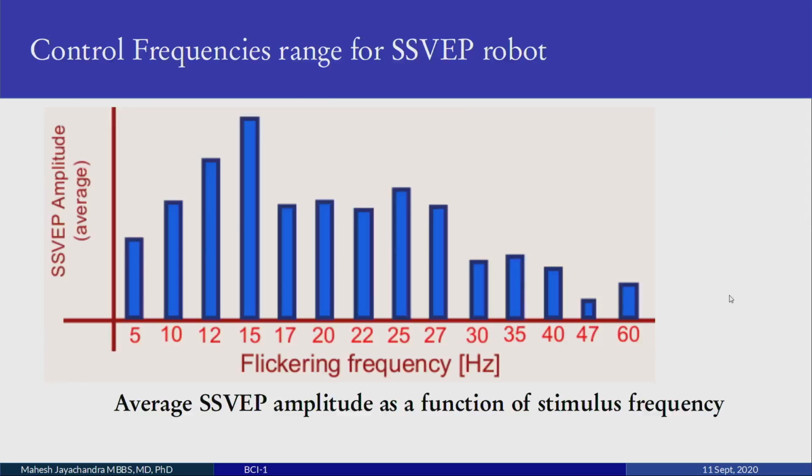So what are the best frequency ranges for the SSVEP robot? You can go from 5 to 60, and you can see that at 15 it's good, at 25 it's good. So you can choose the appropriate frequencies for the signal conditioning circuit. Over 60 it's not really helpful, and less than 5 it can be not so helpful. This is the average SSVEP amplitude as a function of stimulus frequency.